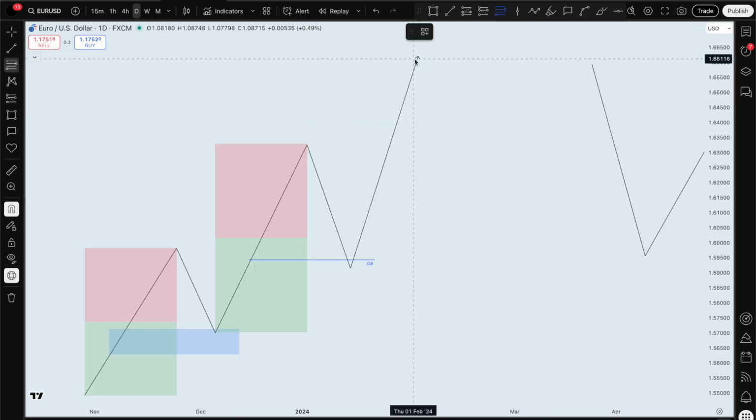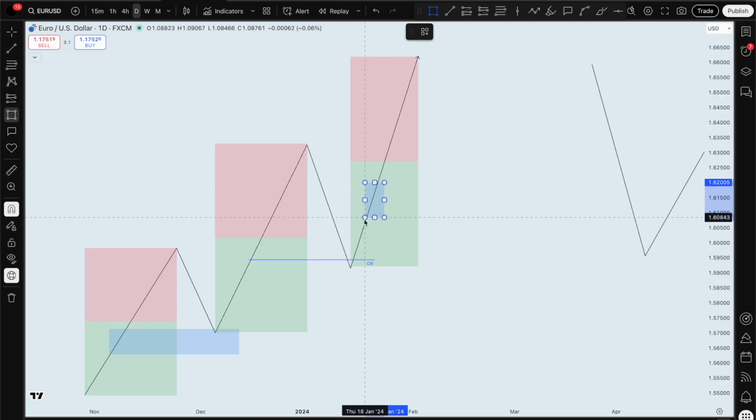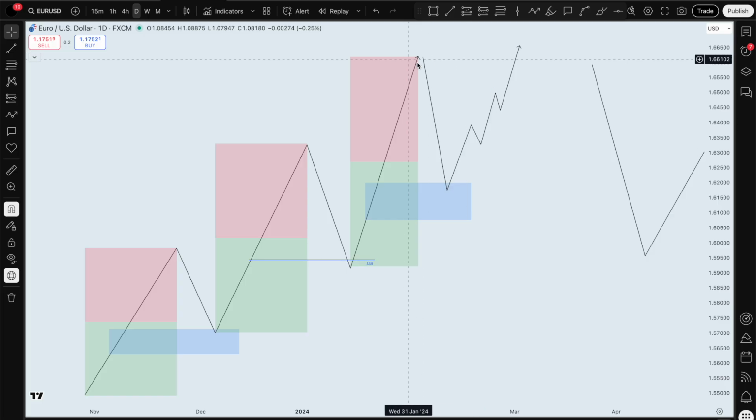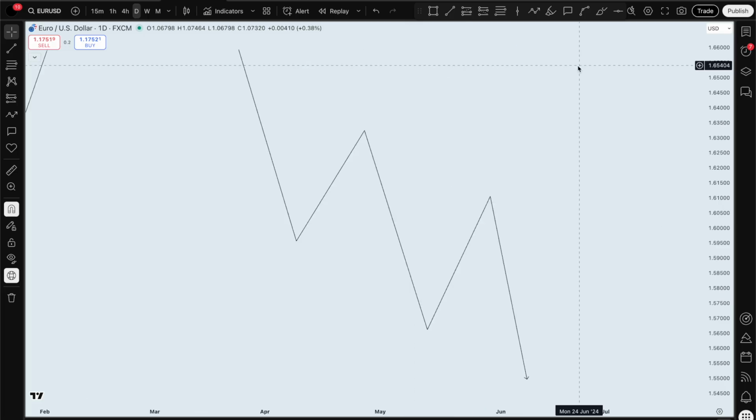So maybe I'm going to do another example here, right? And this time it's going to be a fair value gap in discount. You will want to see price reach down into the fair value gap, and then go up again to your range high here.